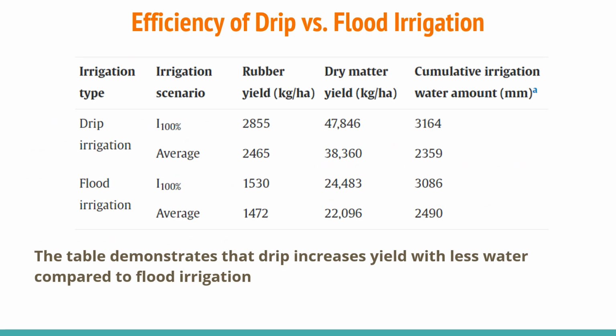This table shows that drip is 67% more efficient than flood irrigation, according to the life cycle assessment study of the rubber tree. The drip system was able to increase the yield of rubber while also decreasing the input of water. By decreasing their overhead expense, growers are able to increase their bottom line and invest in other areas.